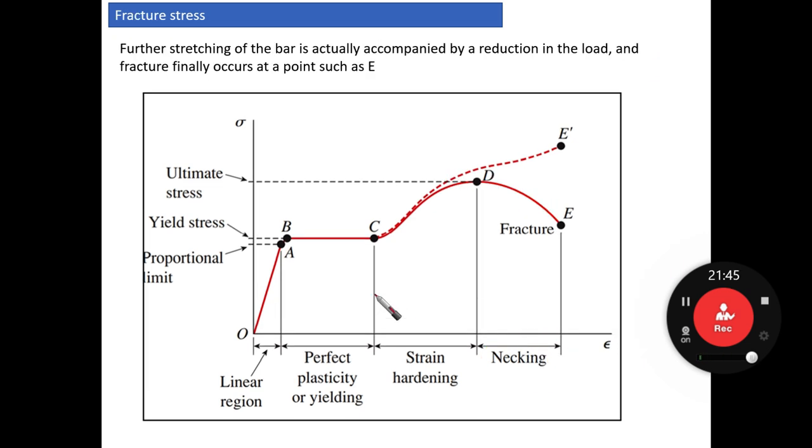Let's start to understand the meaning of necking and how we can reach the ultimate failure. Further stretching of the bar is usually accompanied by a reduction in the load. So yes, that's right, a reduction in the load, and fracture finally occurs at point E. This is the fracture here. So this is what is happening here. It is necking. Necking means a contraction of the area in the middle of the specimen, and a decrease in the area that is resisting the stresses, or resisting the loads.